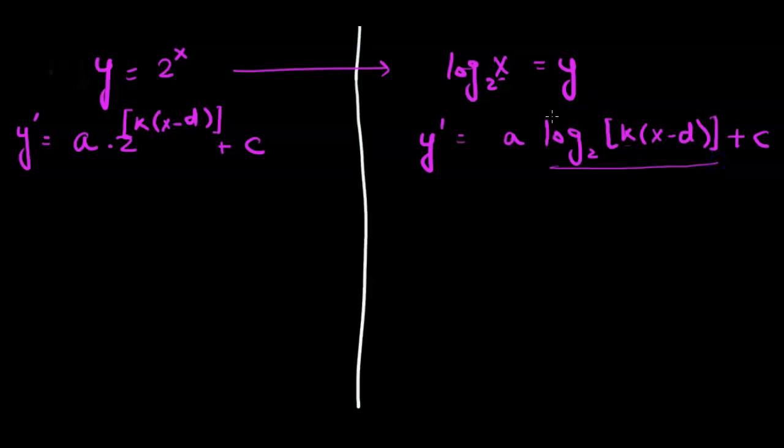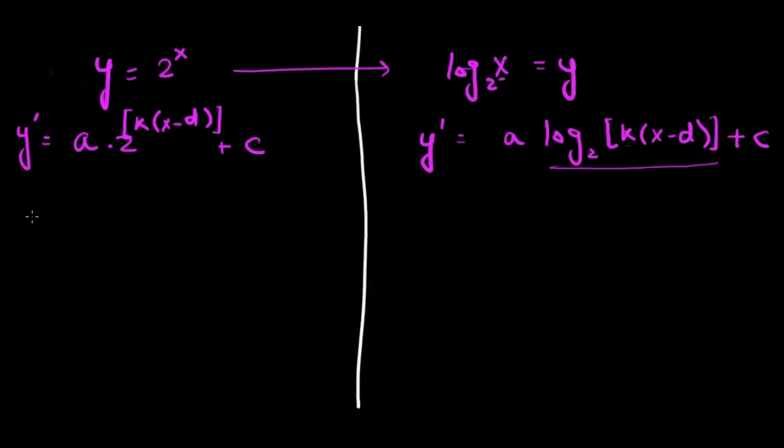A is multiplied with the whole function, so that comes outside, and c is usually added or subtracted, so that goes outside on the right side with a plus or a minus sign, but your general equation should have a plus sign. Now these are certain things that we have to keep in mind when we are drawing the graphs of the exponential and the logarithmic function.